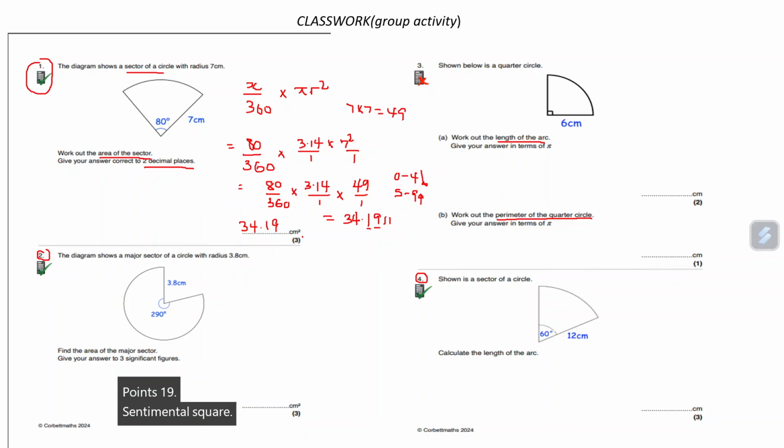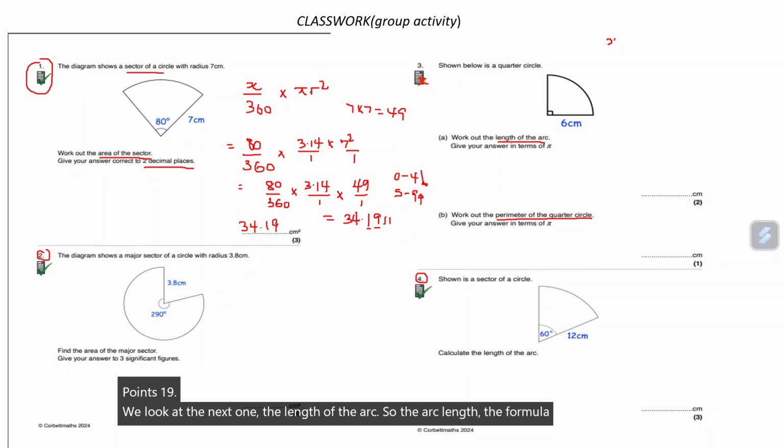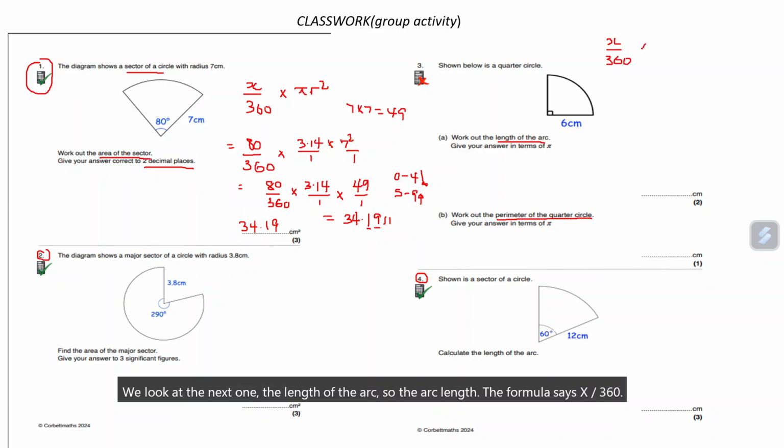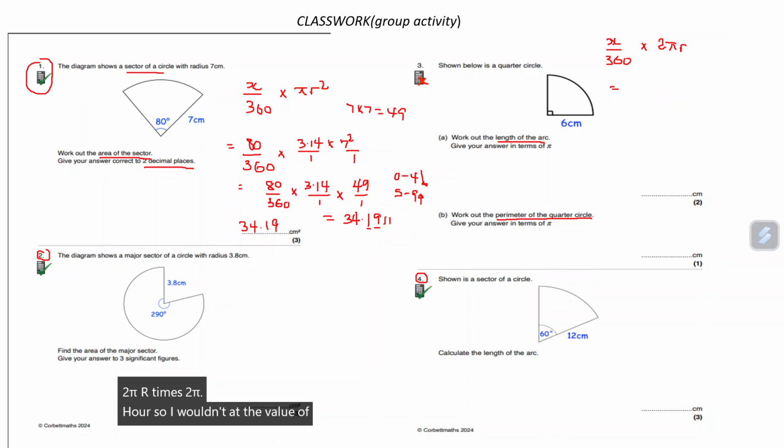We look at the next one, the length of the arc. So the arc length, the formula says x over 360 times 2 pi r. So when the value of our x is what? 90. Question, how do we get 90?